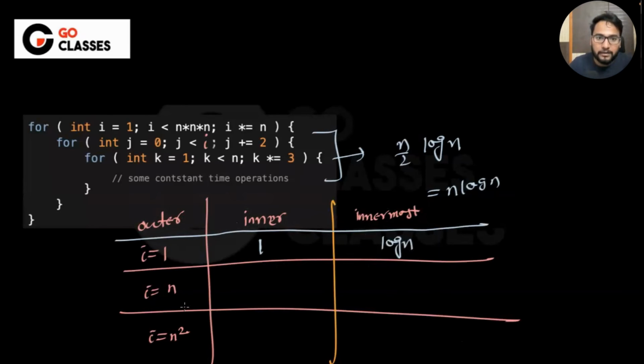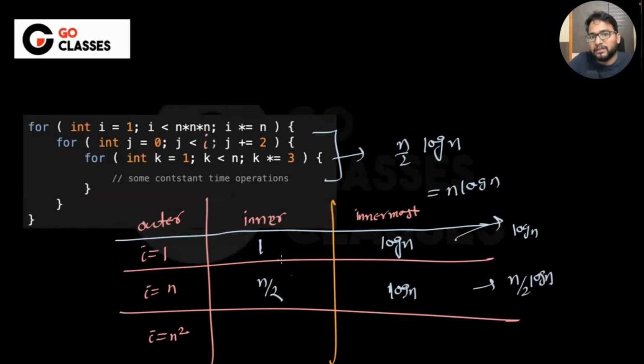For I equal to n, the inner loop will be running n by 2 times. And the innermost is always running log n times. So for every iteration, it is running log n time. So if we run this n by 2 times, it is n by 2 log n. And here n square by 2 times, then it is log n for one iteration, so n square by 2 log n. So what is the answer? N square log n will be the answer.